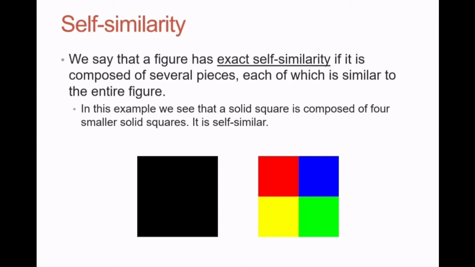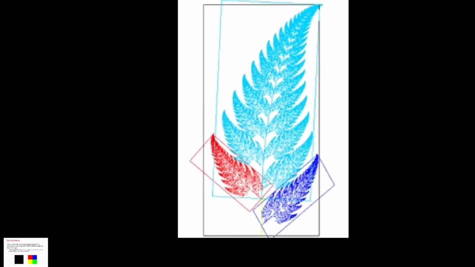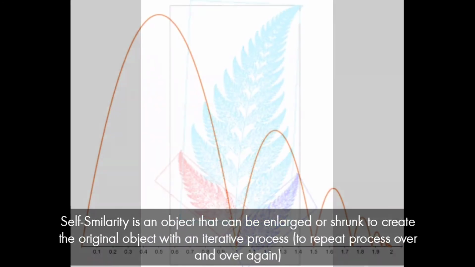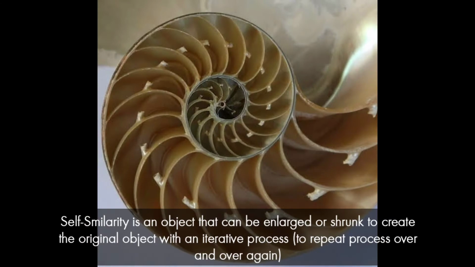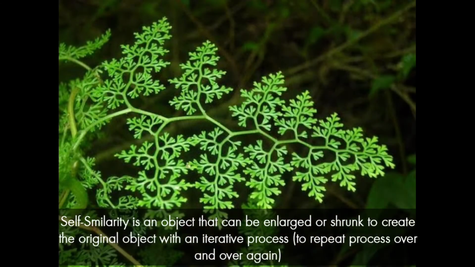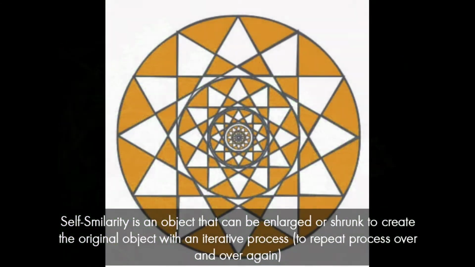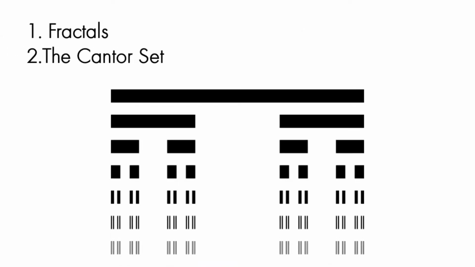In this example, we see that a solid square is composed of 4 smaller solid squares. It is self-similar. Or simply, an object is self-similar if one part can be enlarged or shrunk to create the original object with an iterative process. Iterative process means to repeat a process over and over again. Some examples of self-similarity are fractals, which I said earlier, and the Cantor set.